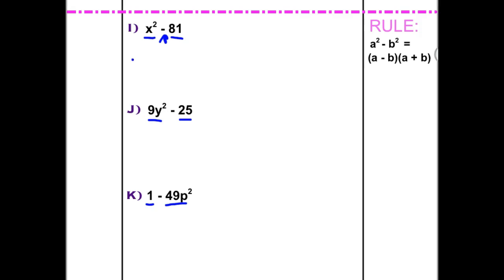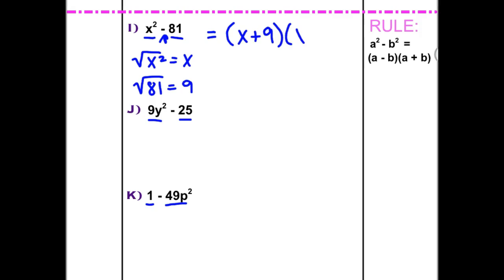Well, this is how I want you to show your work. The square root of x squared, well, that's x, because x times x is x squared. Square root of 81 is 9. Therefore, my answer is going to be x plus 9 times x minus 9. Pretty simple.